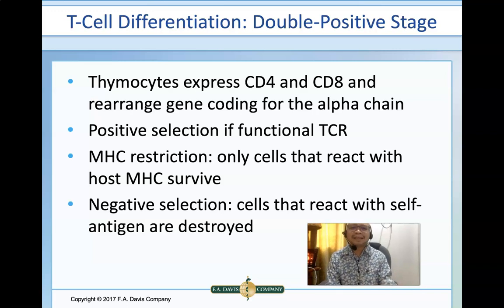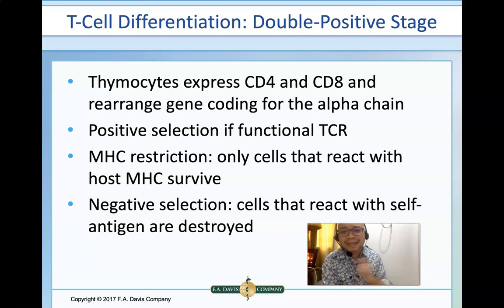However, if you remember our previous lesson, MHC restriction is very important. What is MHC restriction? Only cells that react with host MHC survive. So remember, if lymphocytes have not encountered any cells that were presented via host MHC, we call them naive lymphocytes, and eventually they will not survive. Naive T cells, naive B cells will not survive.